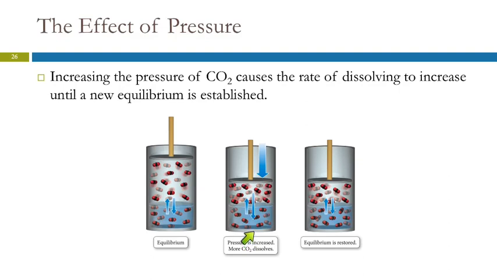That's going to cause the rate of dissolving to go faster, because the rate of dissolving depends on this concentration. The rate of it leaving solution will remain the same. So after this process comes to equilibrium, we're going to end up with more CO2 dissolved than previously.